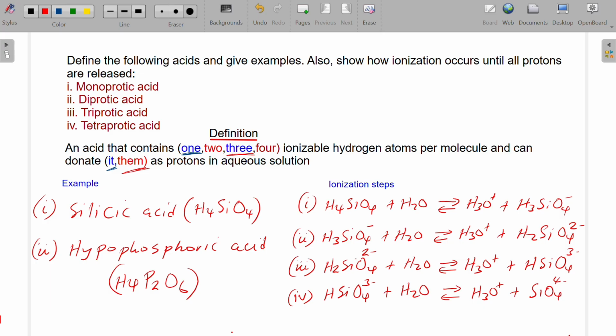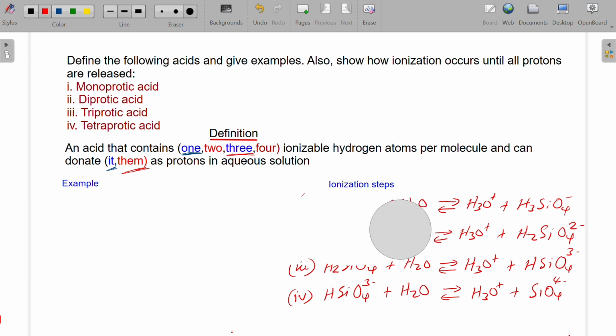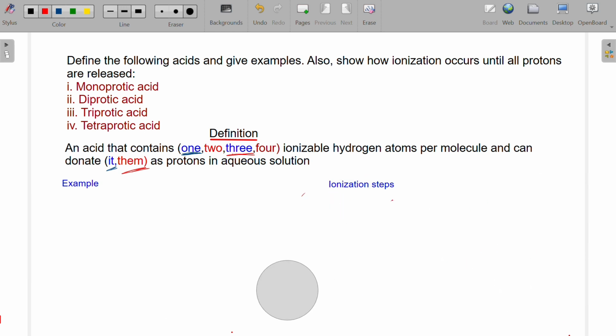Yes, so we've defined each of these, and we've given their examples, and we've also given their ionization steps, like that. So before I end the video, let me show you how you can use the general acid representation to basically show the steps for each. So let's do that. Without using actual acids, we can still show the ionization of each of these.